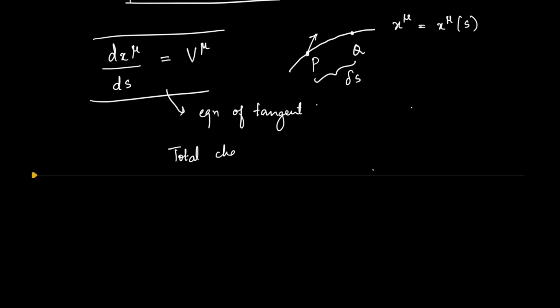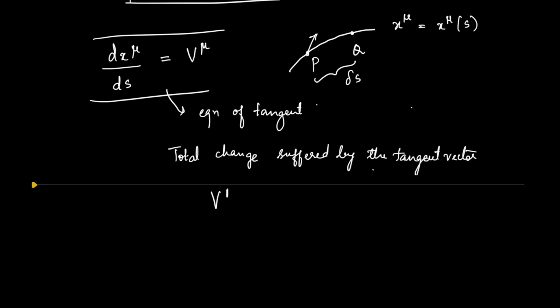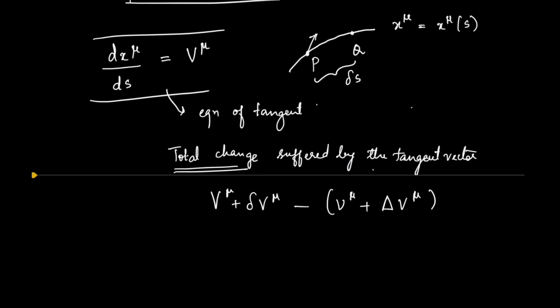Total change suffered by the tangent vector from going from P to Q will be V mu plus del V mu minus V mu plus delta V mu. So this will be the total change. This also we have seen in the last class.